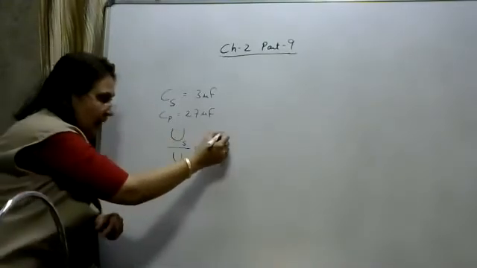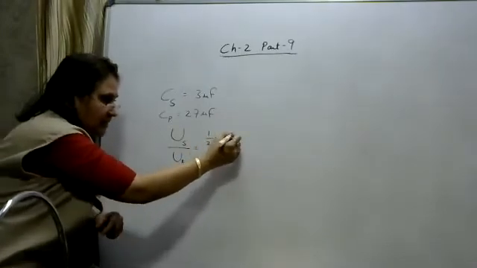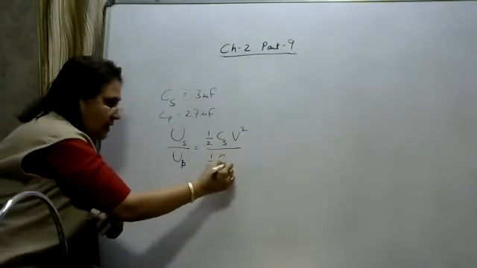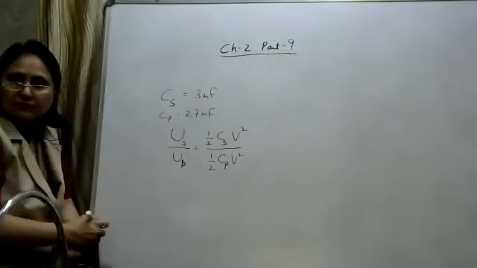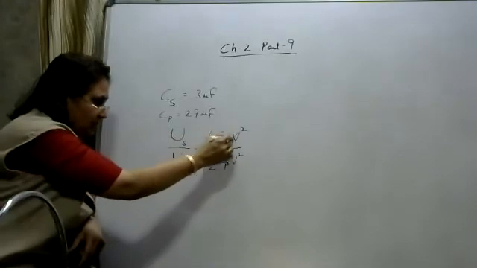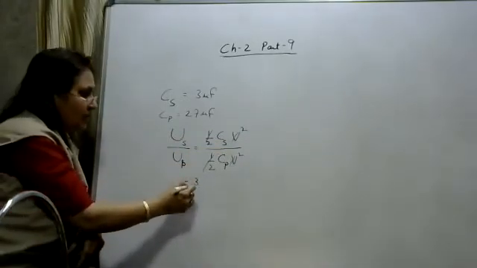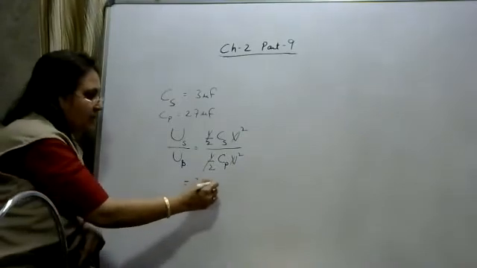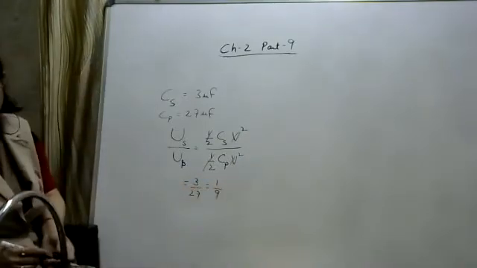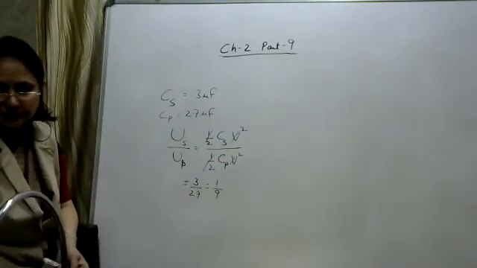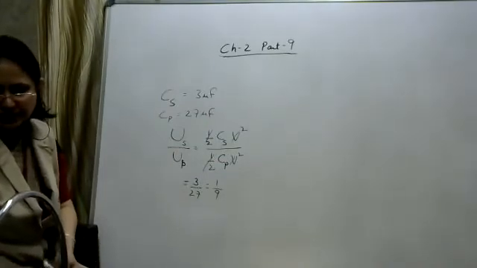We know that the energy is half CV square. When they are connected in series, it is half CS into V square. When they are connected in parallel, it is half CP into V square. This cancels out, this cancels out. So it is equal to 3 upon 27, which is equal to 1 upon 9. So what is the ratio? The ratio is 1:9. Hence the ratio is 1:9.